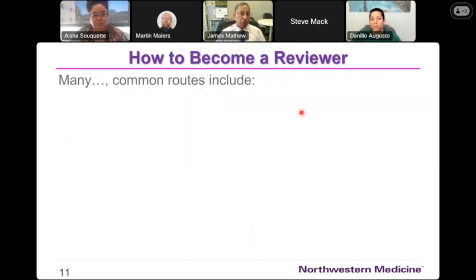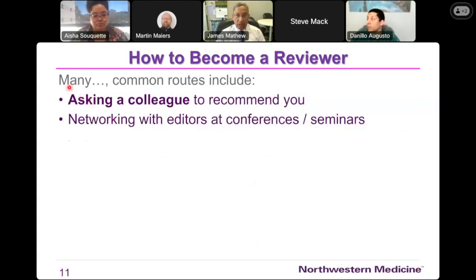Now, how to become a reviewer? There is no one way to become a reviewer. Common routes include asking a colleague to recommend you, and networking with editors at conferences and seminars.